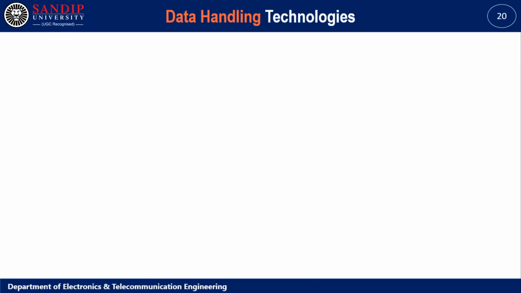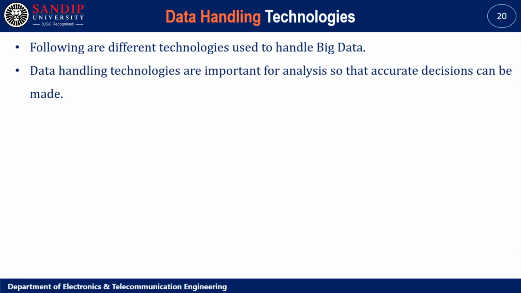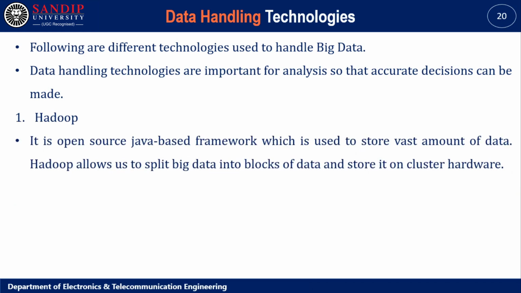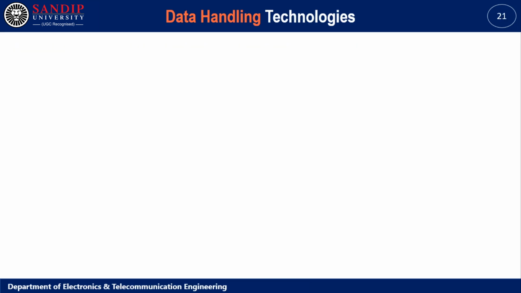Now, let us discuss the data handling technologies. Following are different technologies used to handle big data. Data handling technologies are important for analysis so that accurate decisions can be made. First is Hadoop. It is an open source Java based framework which is used to store vast amounts of data. Hadoop allows us to split big data into blocks of data and store it on a cluster of hardware. High availability, massive storage and open source are key features of Hadoop.